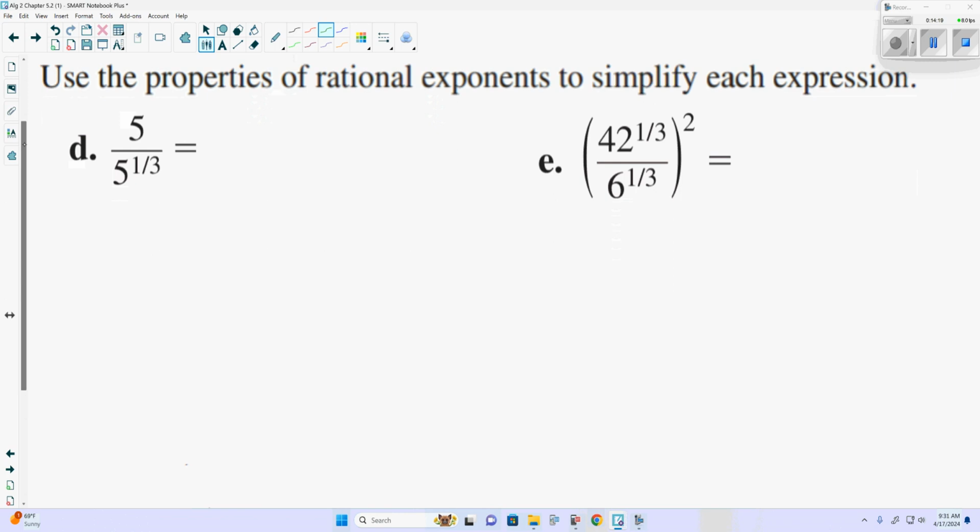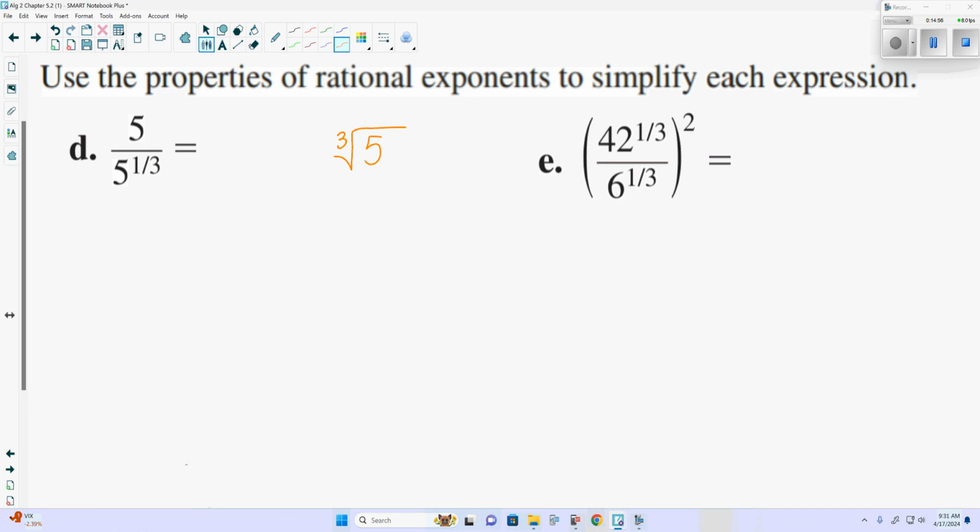Use the properties of rational exponents to simplify each expression. So our next one is 5 over 5 to the 1/3. And there's different ways we can get at this. But the issue with this here is the 5 to the 1/3 in the bottom of the fraction. And the reason for it is because our 5 to the 1/3 is essentially saying a radical. Yeah. That we have the cubed root of 5. That's all it's saying. We can't have radicals in the bottom of the fraction. We can't have these fractional exponents in the bottom of the fraction.